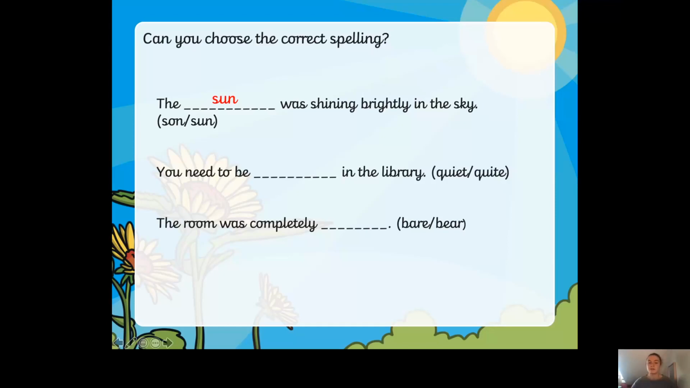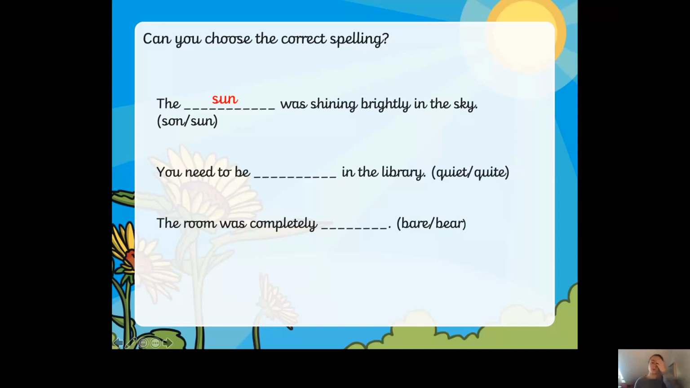You need to be in the library. Well, we've got quite here and we've got quiet. Sorry, they're the other way around. We've got quiet, then we've got quite. Now, these are our near homophones, aren't they? They don't sound exactly the same. Quiet, quite. So which one do we need?